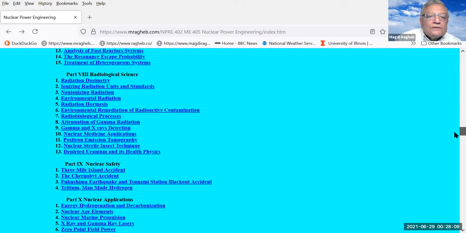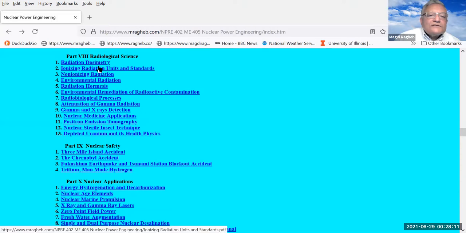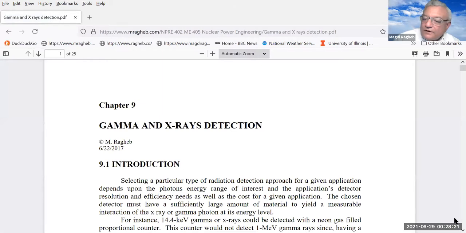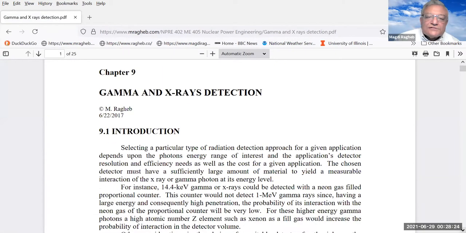I think it should be under radiological science, and gamma and X-rays detection. So our wonderful electrical engineers helped the physics aspects of learning about radiation, and helped us develop instrumentation to detect radiation. And without detection of radiation, we cannot protect ourselves against it in general.